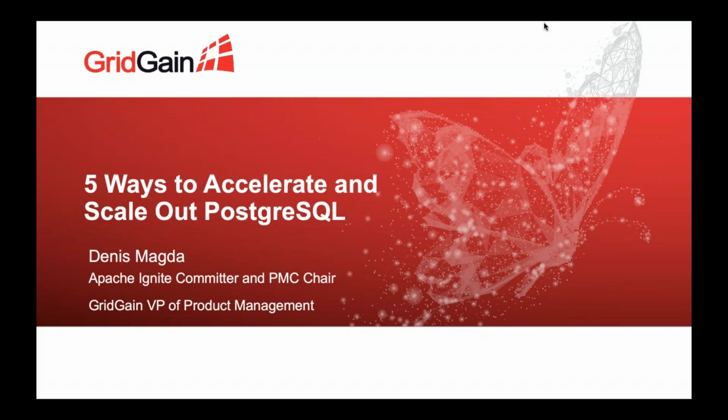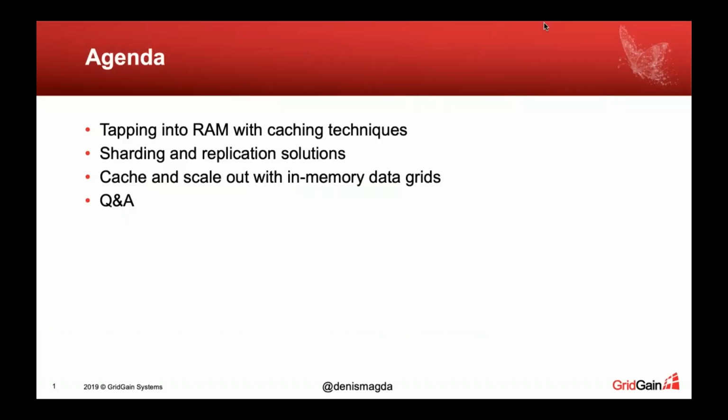Thanks, everybody, for attending this conversation today. We'd like to dedicate this time to review and explore five or so ways to accelerate and scale out our Postgres database-based solutions. For those who don't know me, I'm a member of the Apache Ignite community. I'm an Apache Ignite committer and PMC chair, and at the same time, I'm a vice president of product management at GridGain.